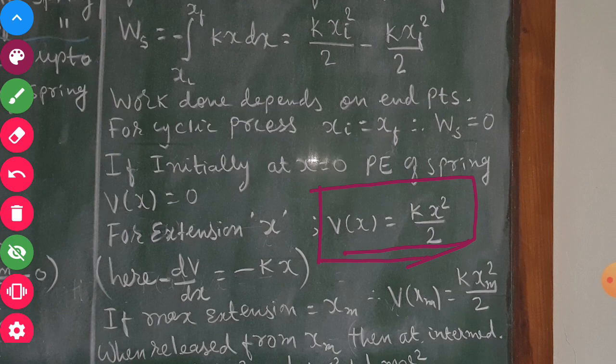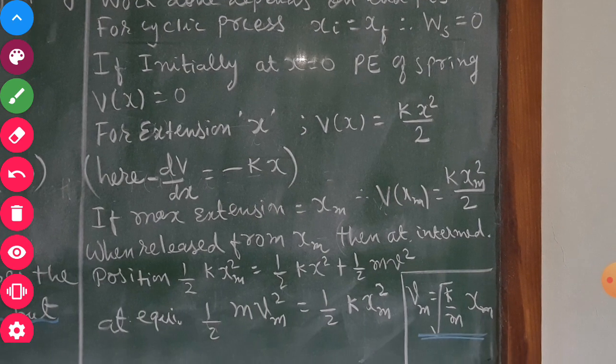Okay, so this work done by the external force is positive. So whatever work is done by the external force is stored in the form of potential energy of the stretched spring. If you take minus dV by dx of this, then you will get minus kx. So F is equal to minus kx. If the maximum extension is xm, from 0 we have a maximum extension of the spring as xm, then the potential energy at that point of maximum extension will be kxm square by 2.